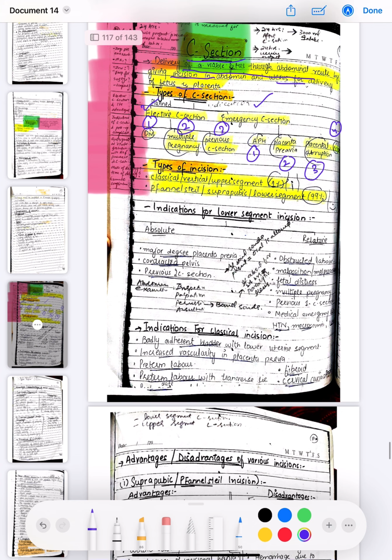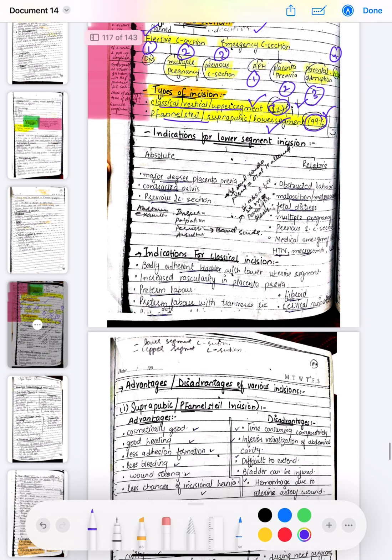Now we have two different types of incisions, which are the classical or vertical upper segment incision and the Pfannenstiel or suprapubic lower segment incision. The best one is the Pfannenstiel or suprapubic lower segment incision, which is used in 99%, and the vertical incision is done in only 1% of patients. Now, the indications for the lower segment incision are absolute and relative. The absolute are major degree placenta previa, contracted pelvis, and previous two C-sections, while the relative are obstructed labor, malposition or malpresentation, fetal distress, multiple pregnancy, and medical emergency.